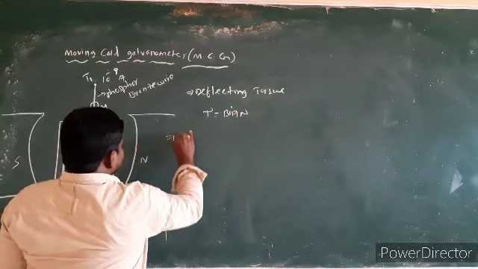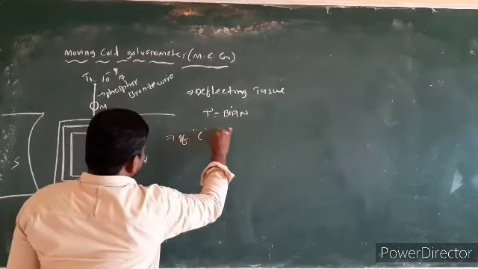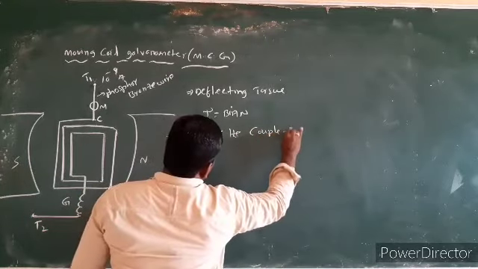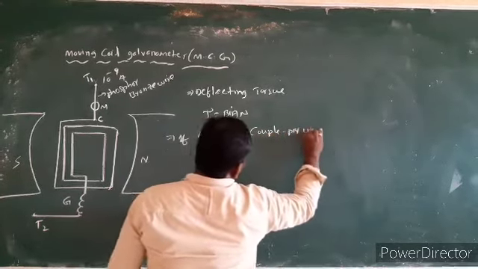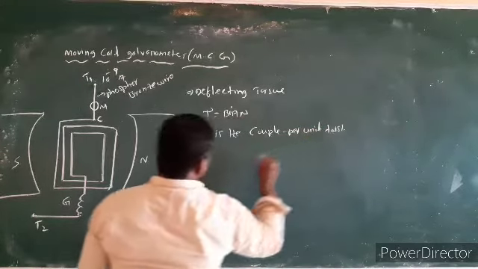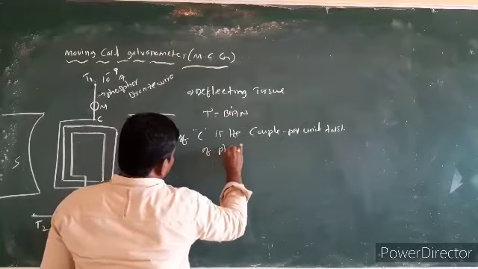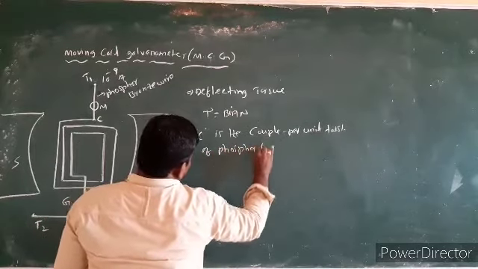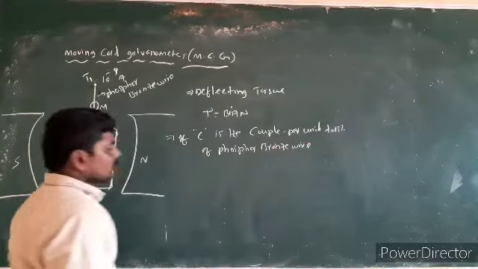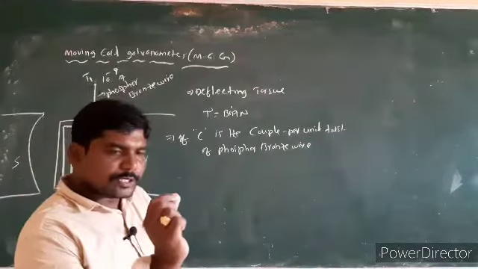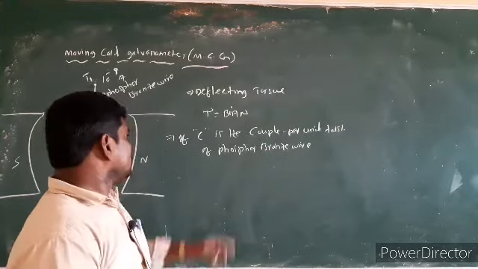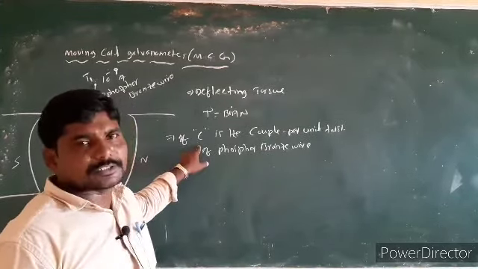If C is the couple per unit twist of the phosphor bronze wire, that is torque per unit twist. If the phosphor bronze wire is rotated by an angle theta, the torque is C theta. C is the couple, the torque per unit twist.